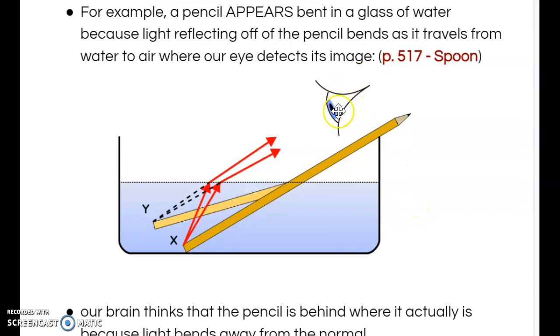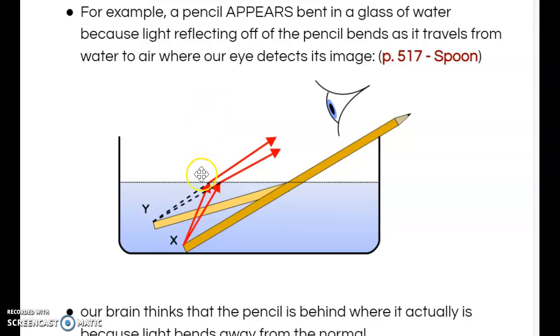Okay, another example that you might interact with or see is if you were to look at an angle at a glass of water with a pencil in it. The pencil appears bent in the glass of water because the light reflecting off the pencil bends as it travels from water to air. And remember what we said, right? From a more dense material to a less dense material, it's going to bend away from the normal.